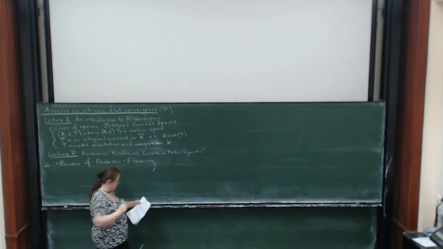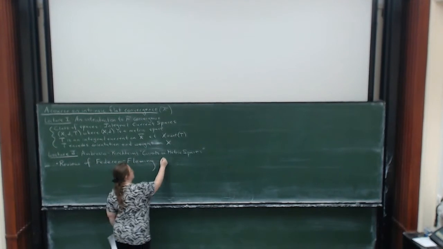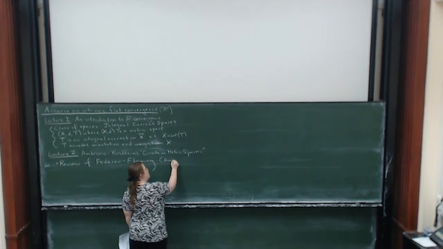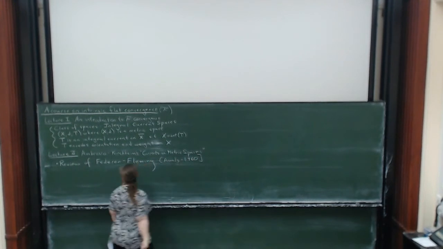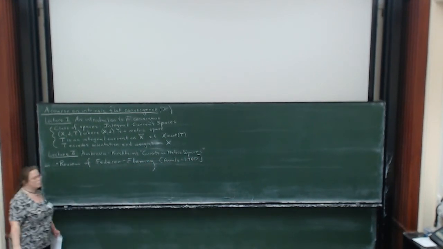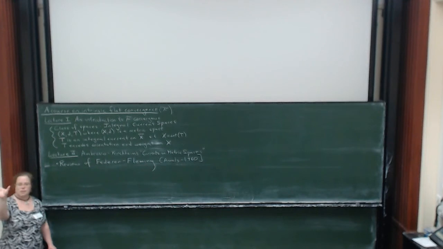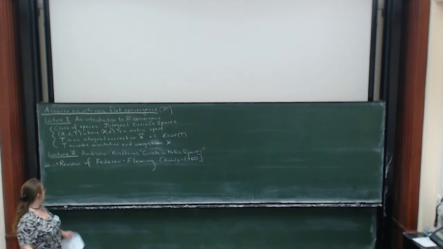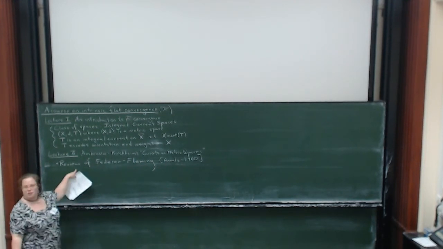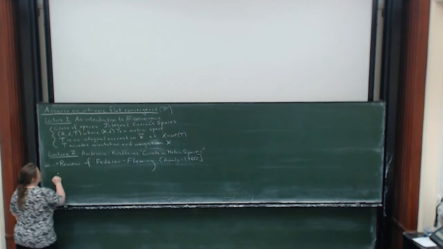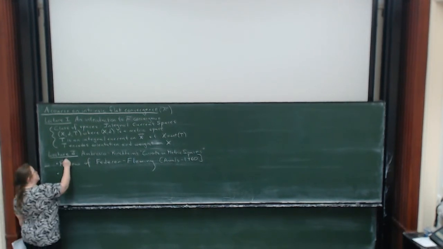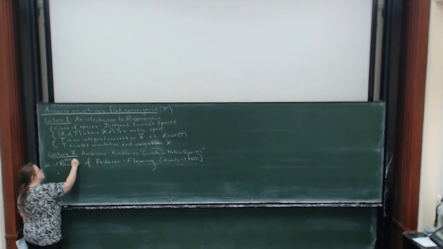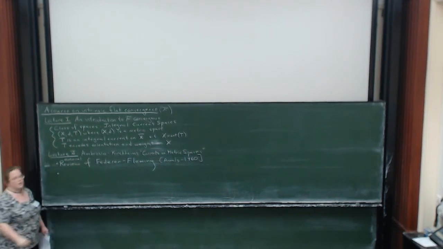which is in Annals 1960. The key ideas of Federer-Fleming have been put into a book by Federer called Geometric Measure Theory, which is about this fat. So I'm only going to give you a very brief review of this, okay? The main reason for that is for historical settings, just so you have a historical review. I'm not going to do anything detailed.